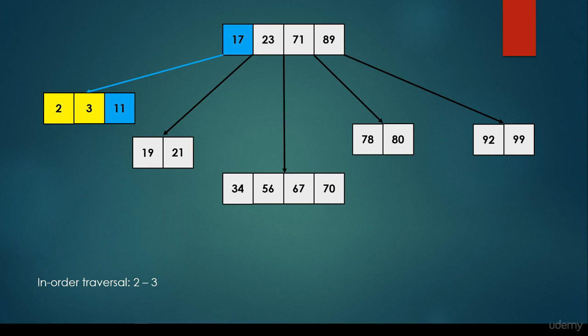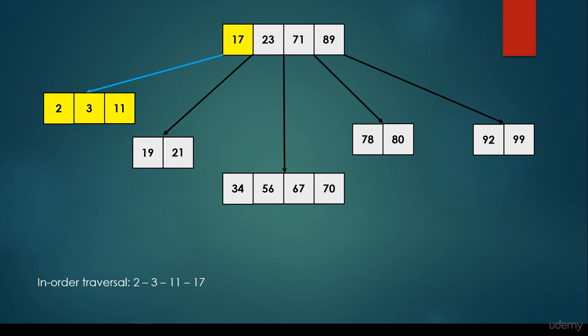Why is it important? Because if it has children, then we have to visit them in a recursive manner. But here, it doesn't have any children at all, so it's going to be the third item in the in-order traversal. We have managed to visit all the keys in this node, so basically we backtrack to the original key, which is the 17, and we visit it.